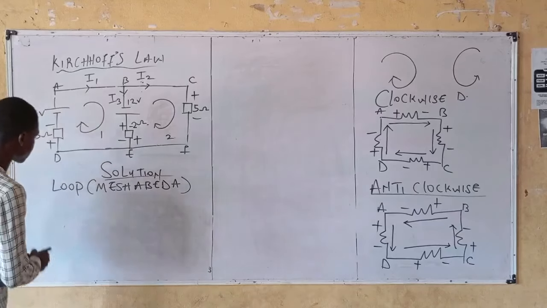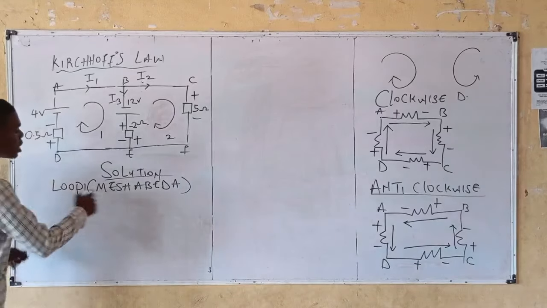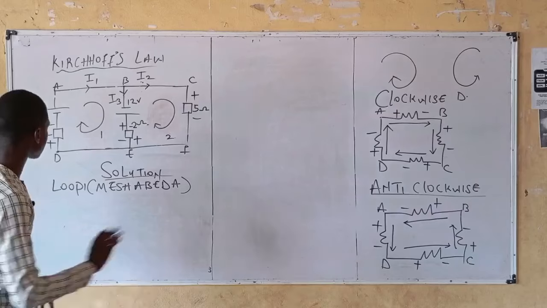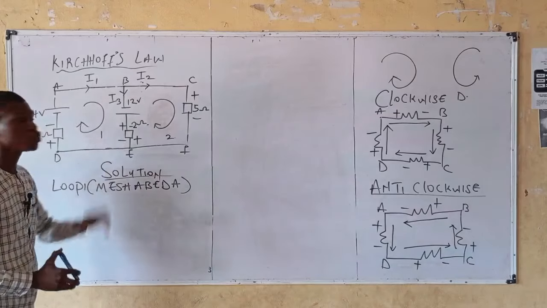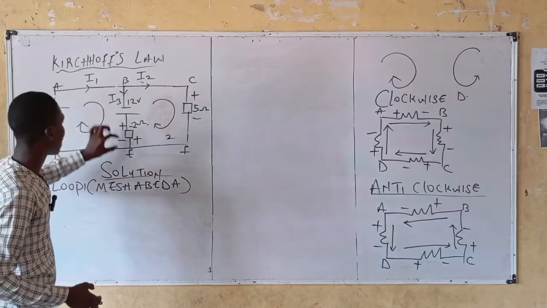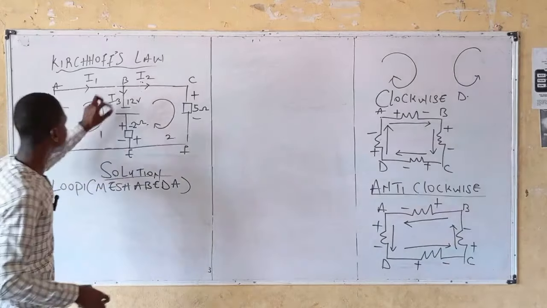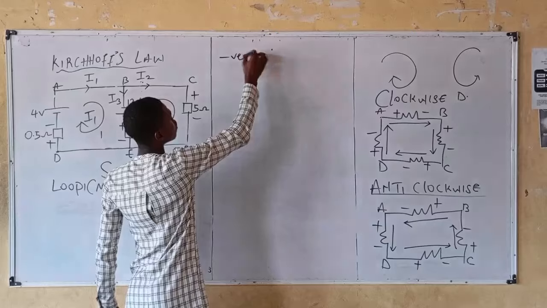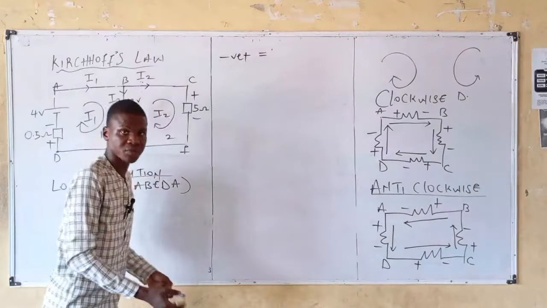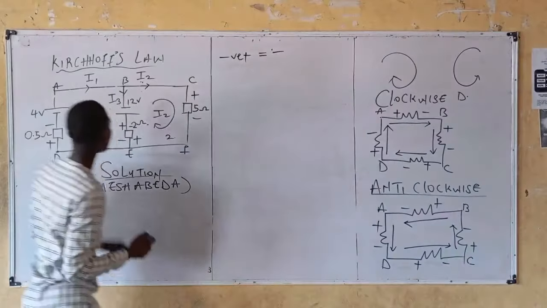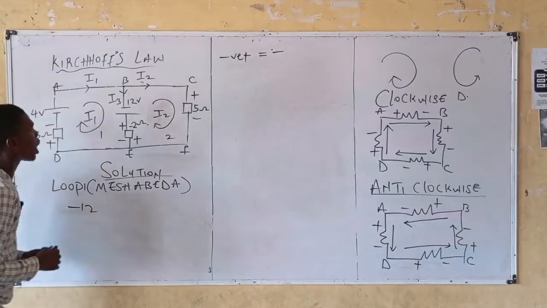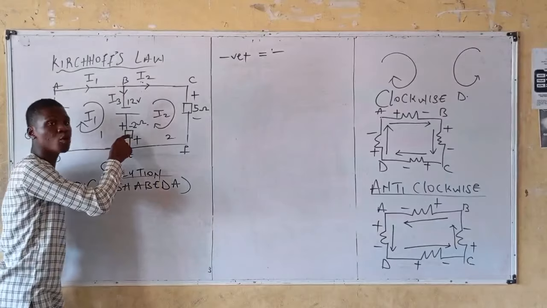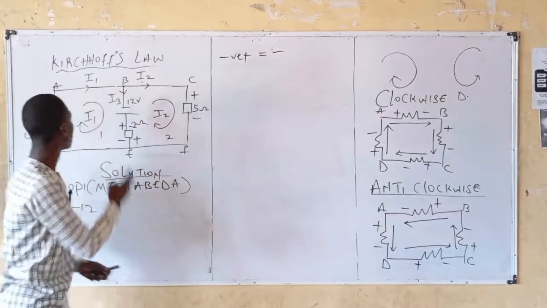Now, considering loop 1, meaning mesh ABEDA. A to B, no circuit elements. Move on. B to E, I'm having two circuit elements. I'm having a battery and I'm having a resistor, right? Now, this battery is moving from a negative terminal to a positive terminal. And if you are going from negative to positive, there is a voltage drop. So therefore, 12 volts becomes minus 12. Why? Because it is moving from negative to positive. Hence, voltage drop.